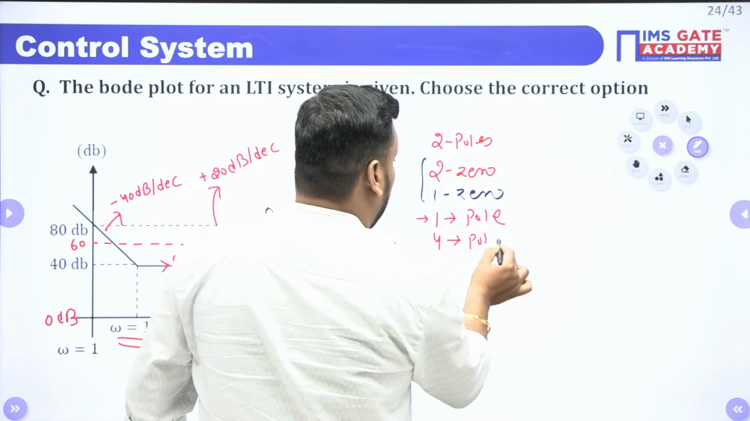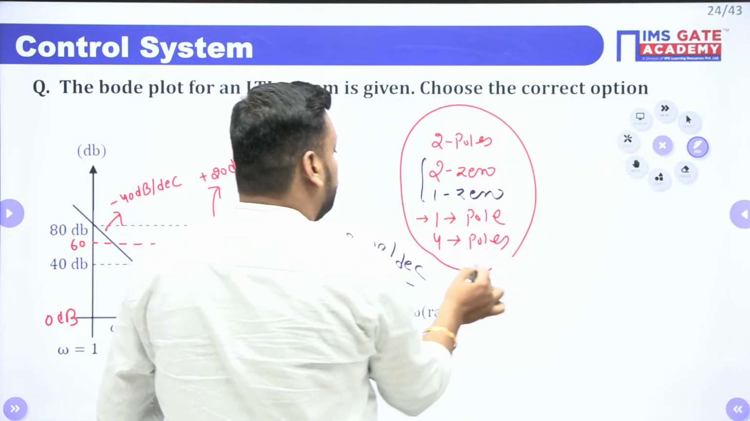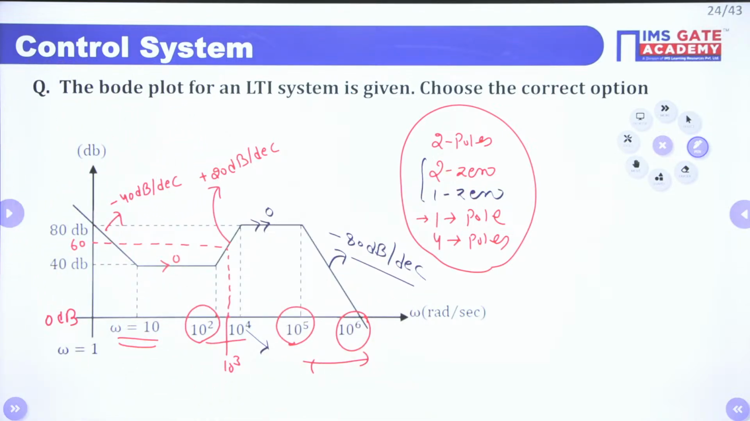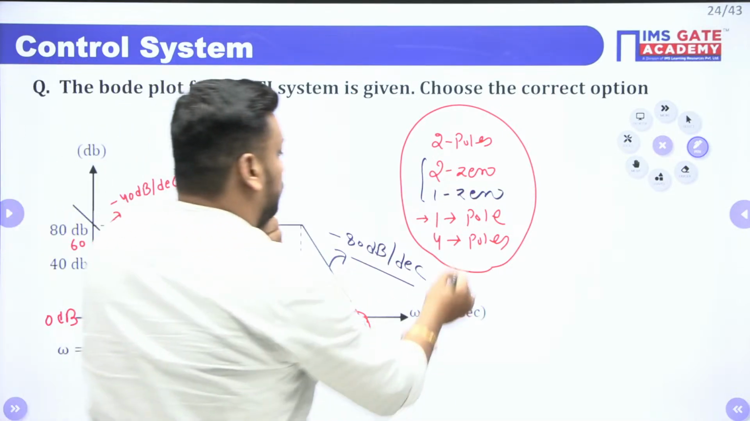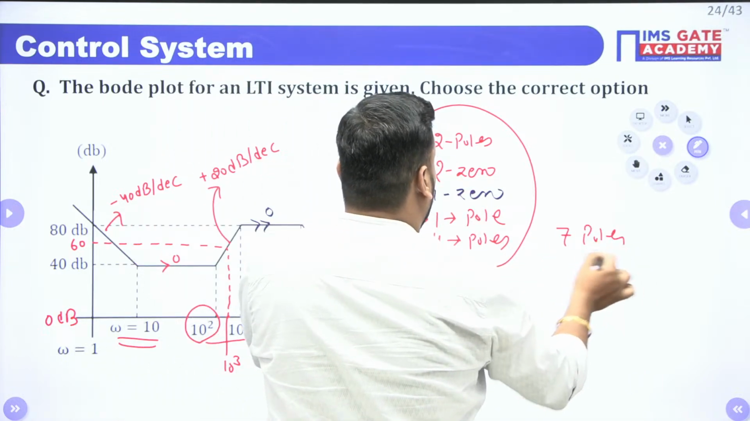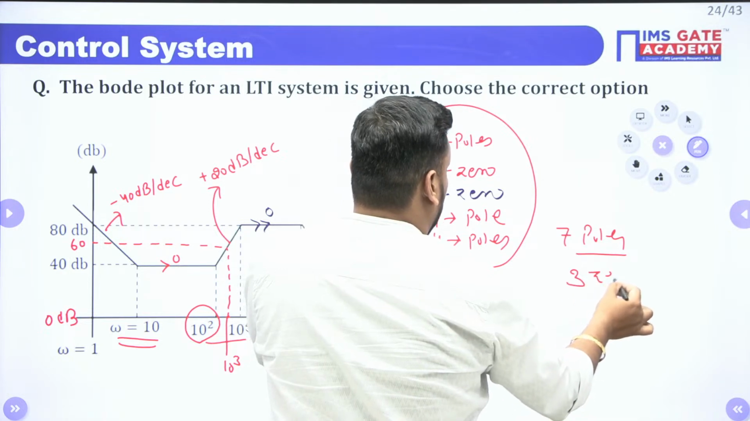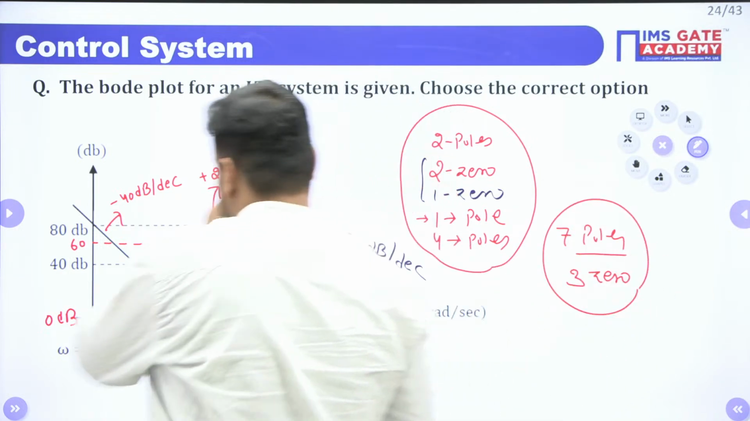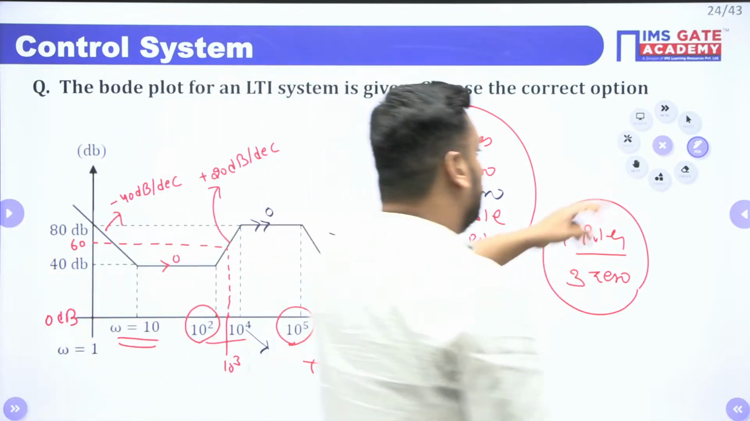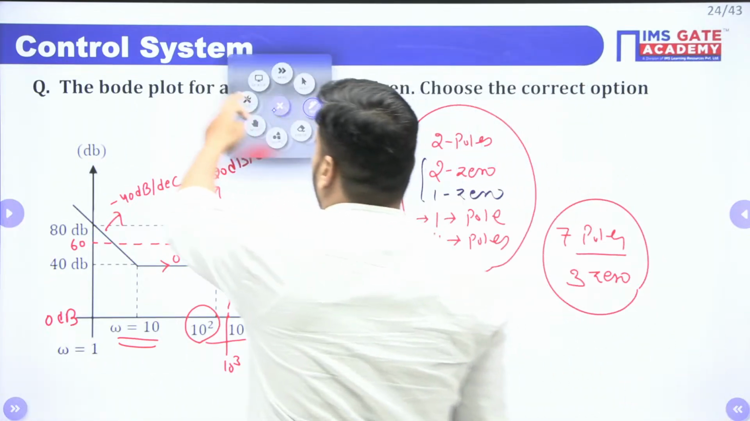So now you need to add the total number of poles and zeros. Tell me guys. Poles: 2, 3, 7. In total we have 7 poles and 3 zeros. Is it clear? 7 poles and 3 zeros. Clear, sir. No problem, sir.